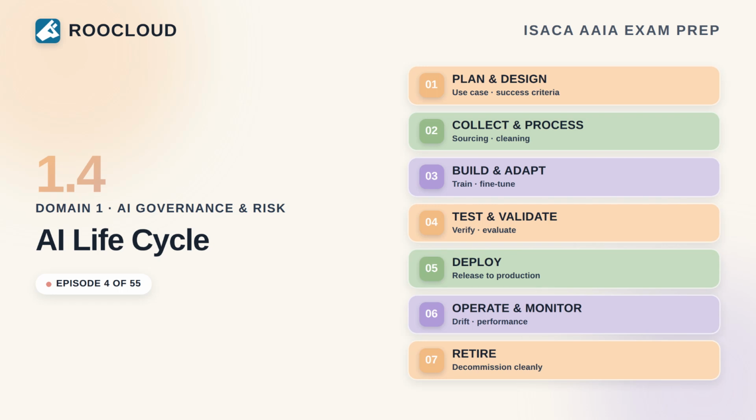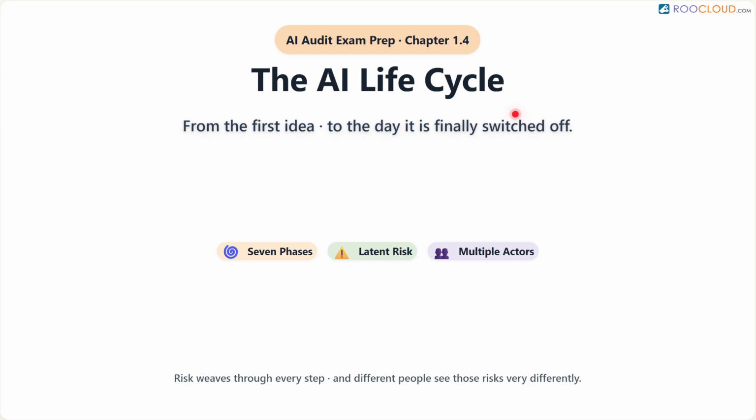Welcome to Episode 4 of the AI Audit Exam Prep series. Today we are going completely under the hood to explore the entire lifecycle of artificial intelligence systems. We will examine the 7 critical phases that an automated tool goes through from the very first idea to the day it is finally switched off.